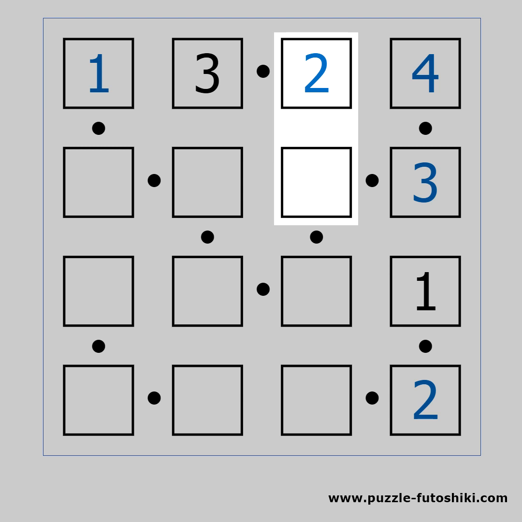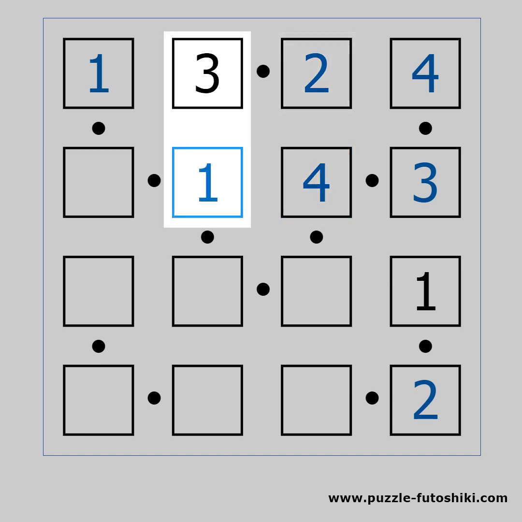Let's take a look at these cells. The number below must not be consecutive to 2, because there is no dot between the cells. It cannot be a 1, nor a 3, so it must be a 4. Similarly, this cell cannot have a 2, nor a 4, so it must be a 1.